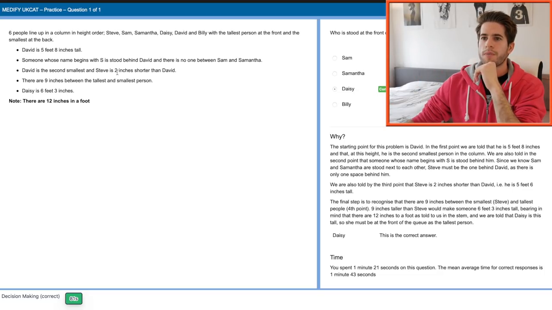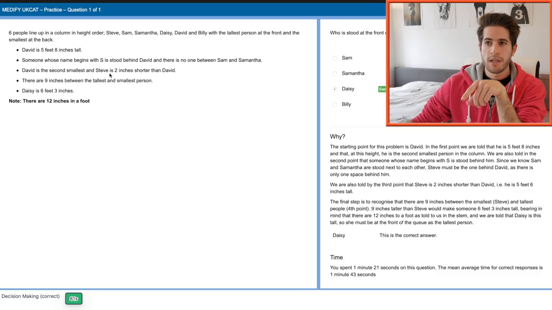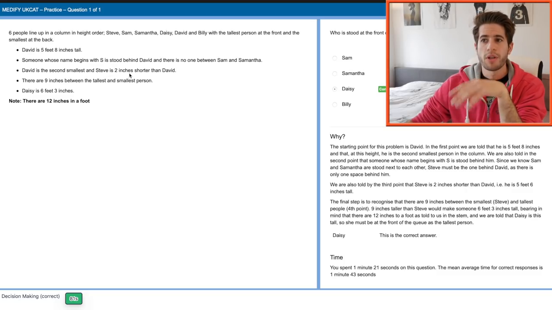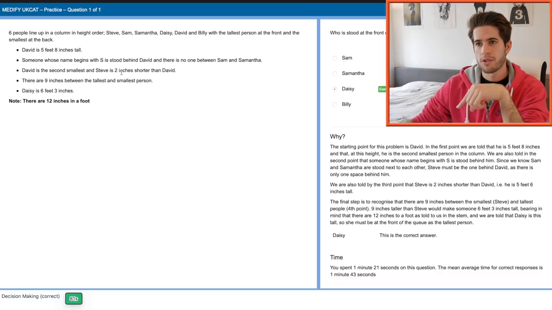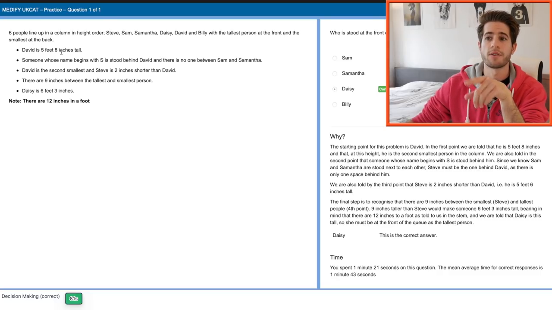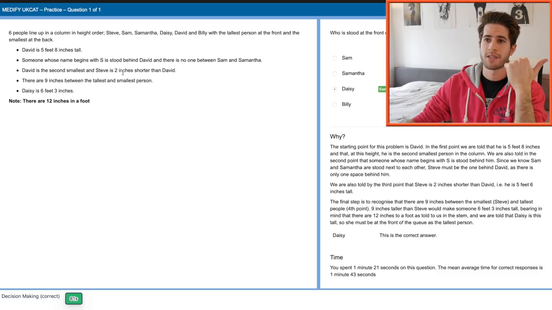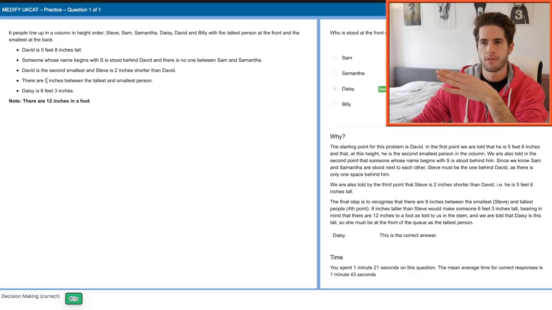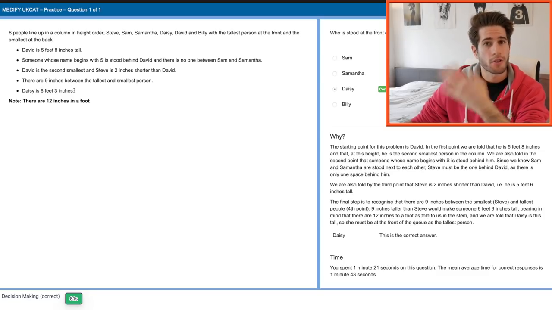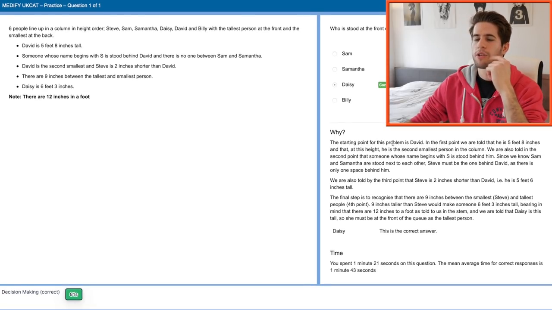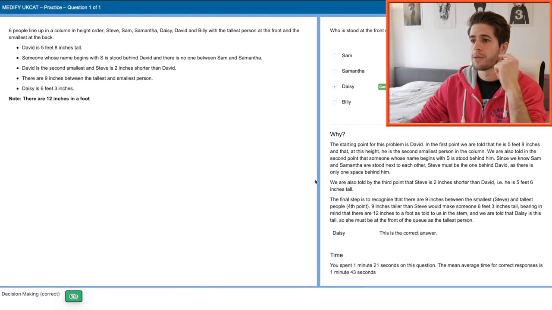Now, we also know that David is the second smallest and Steve is 2 inches shorter than David. We know that Steve is the shortest and he's 2 inches shorter, which means that Steve is 5'6". And there's 9 inches between the tallest and the smallest. So if the shortest is 5'6", that means the tallest is 6'3", because the difference is 9, which takes us from 5'6" to 6 foot to 6'3". And we know that Daisy is 6'3", and we know that the tallest person is 6'3". Therefore, the person at the front of the line who is the tallest must be Daisy.